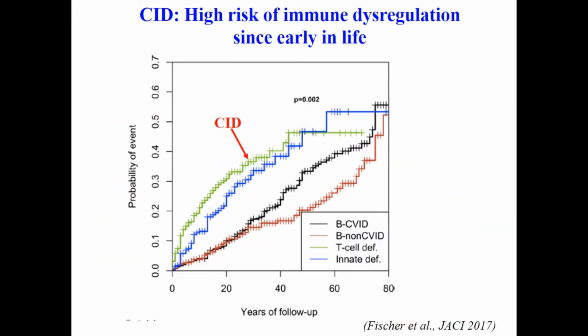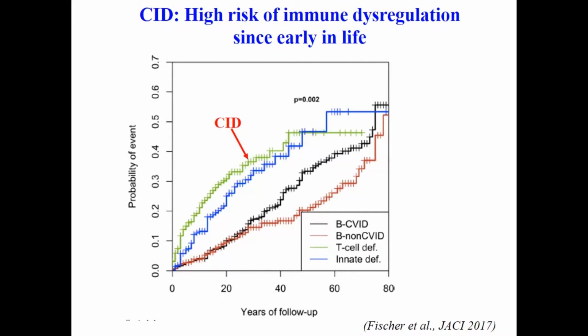Just to give you an idea how frequent immune dysregulation is in patients with combined immunodeficiency, the group at Necker, Alain Fischer, published a couple of years ago this paper where he looked at his cohort of patients and analyzed the proportion of patients with CID that manifest immune dysregulation in the form of inflammation, autoimmunity, during life. What you can see is that the proportion is actually pretty high. 50% of these patients with combined immunodeficiency will manifest immune dysregulation during their life.